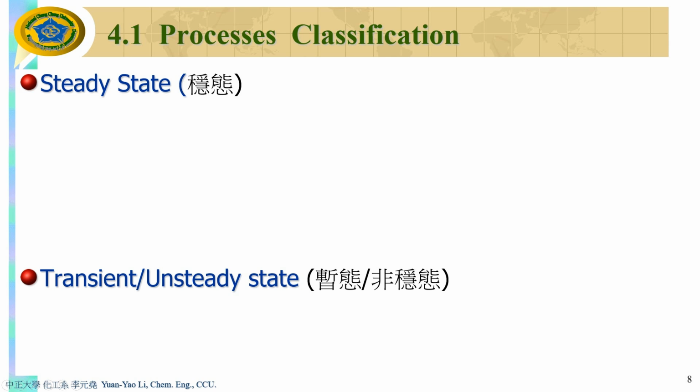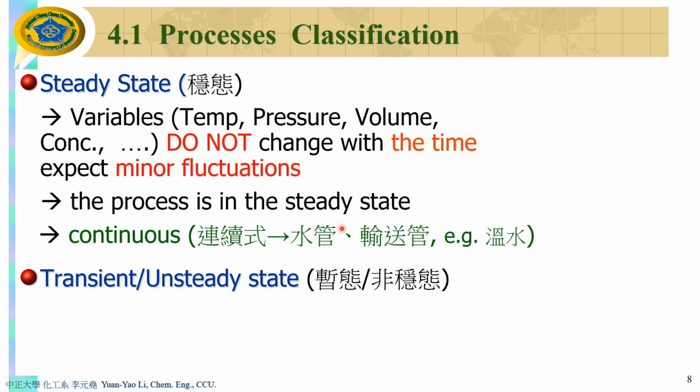Okay, and how about another classification, which is steady state and transient state. Steady state is defined as the variables do not change with time except minor fluctuation. So the temperature, pressure, and volume don't change with time. Here you see the phrase "except minor fluctuation": it can increase a little bit, decrease a little bit, but we regard this as not changing. So this is what we call steady state. The process is in the steady state and normally it's a continuous process.